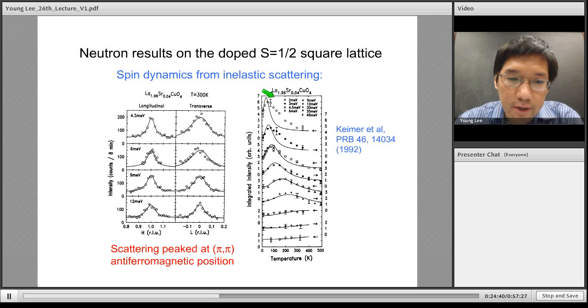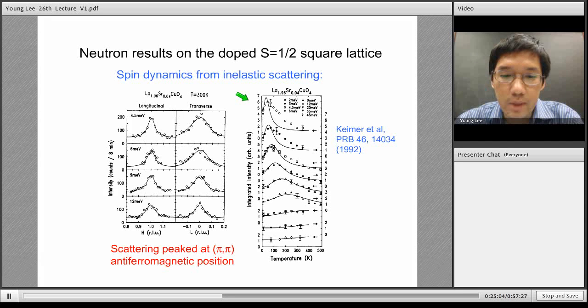This is integrated over the Brillouin zone, so it's taking the integrated intensity of the peaks that I showed you in the left figure and plotted as a function of temperature. So you can see data at 2 millivolts, 3 millivolts, and over a wide range of energy transfers up to 45 millivolts. And you see that there is a temperature dependence to the intensity, and there's a very simple way to model that.